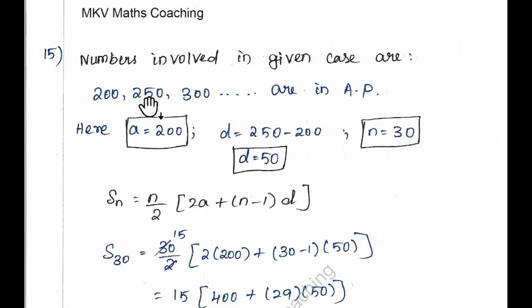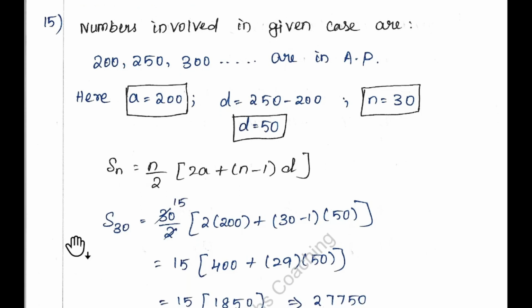Okay, so here is the series 200, 250, 300. These are in AP because the common difference between them will be 50, right? So A is 200, D is 50, and you are going to find the penalty for 30 days, no? So number of days N is 30, and the overall penalty for the total 30 days will be SN, right?